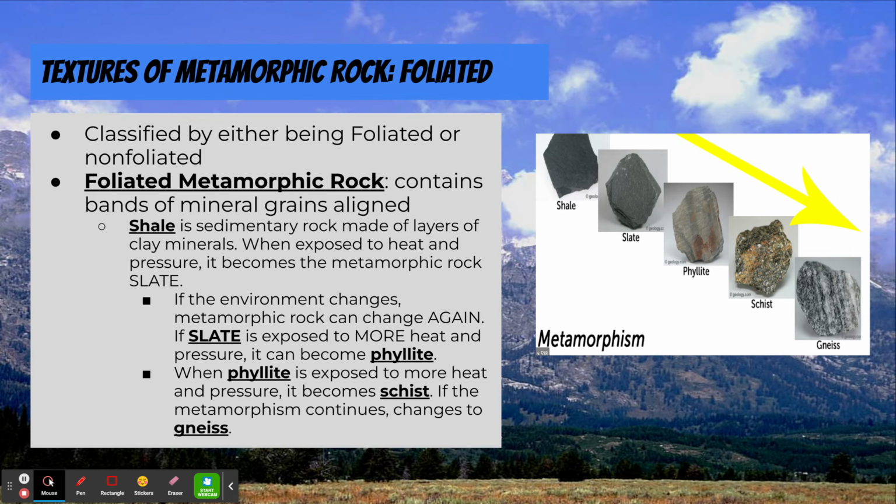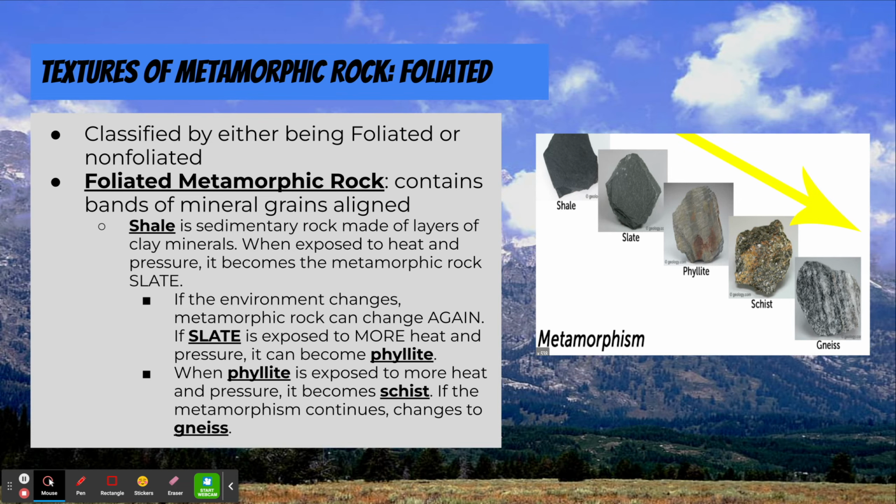All right, so different textures of metamorphic rock. We classify metamorphic rock based on their texture, so it's either foliated or non-foliated. A foliated metamorphic rock contains those bands of mineral grains. The minerals are put under that heat and pressure, and they become lined up. They align themselves. So those are called foliated rock, when you can actually see the foliations.